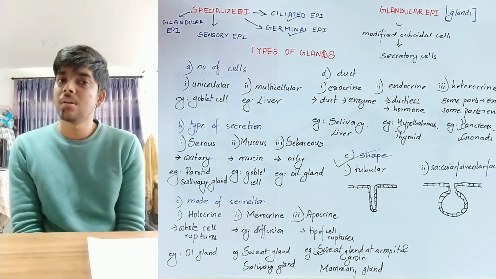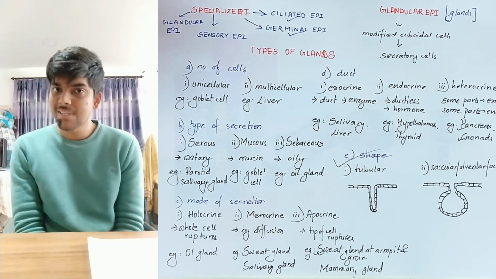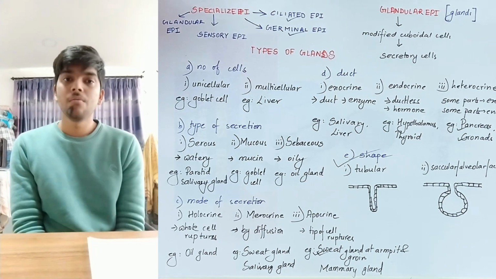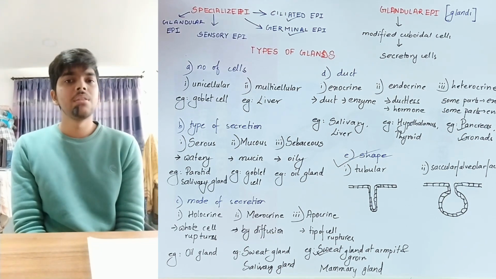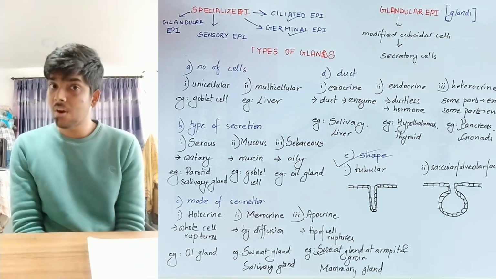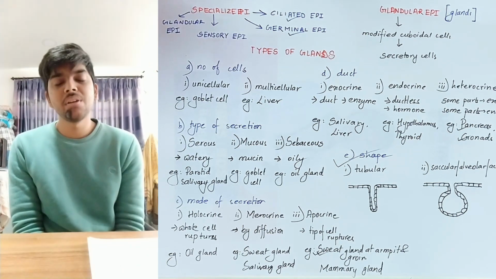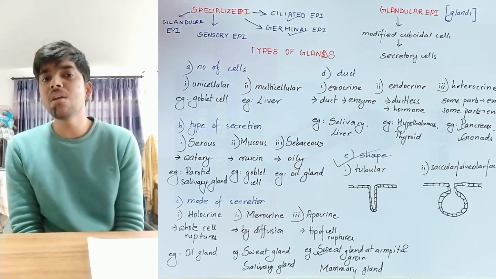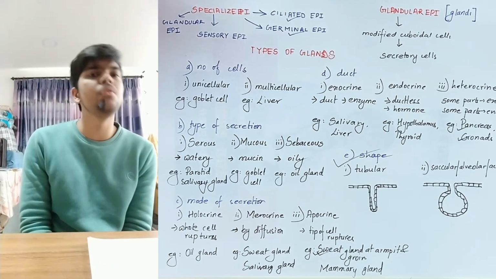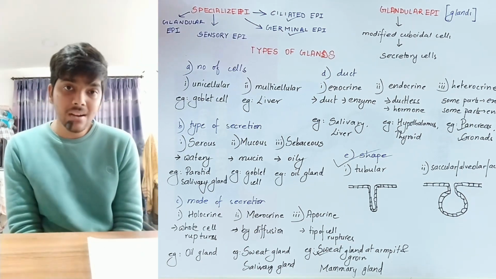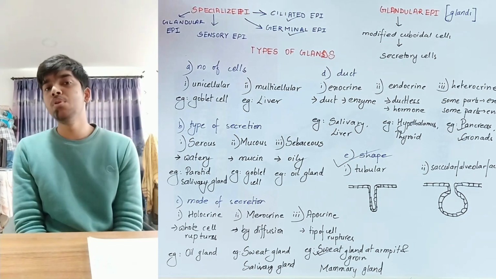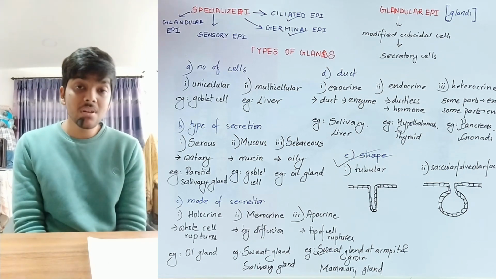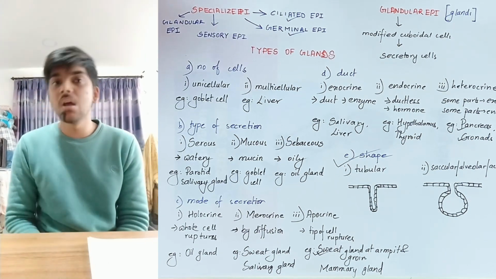Then, on the basis of whether duct is found or not, you have three types. Exocrine gland, where duct is found and the secretion is enzyme, for example, your salivary gland. And then there's your endocrine gland, where duct is not found, so it's ductless, and the secretion is hormone, for example, your thyroid gland. Similarly, there's your heterocrine gland, which is a mixture of exocrine and endocrine gland, for example, pancreas and gonads. And finally, on the basis of shape, you have tubular gland and saccular gland, where the tubular glands are tube-like in structure and your saccular glands are sac-like in structure.